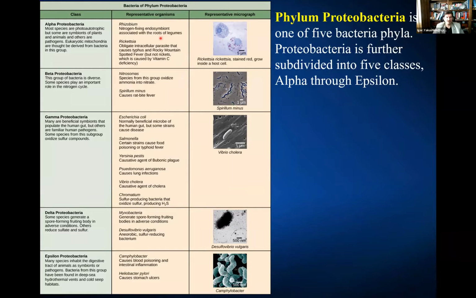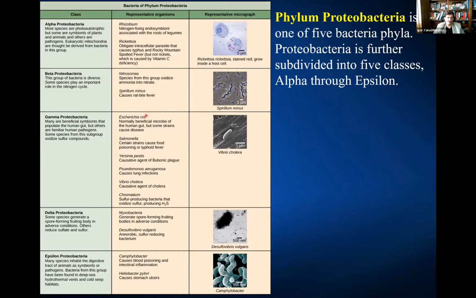And then there are a few of them which are pathogenic: Rickettsia, the typhus, Rocky Mountain fever. Then we have the Nitrosomonas, which also work with nitrogen, but now ammonia, which is kind of toxic to most of the cells. They will be able to take it and convert it into something less toxic.